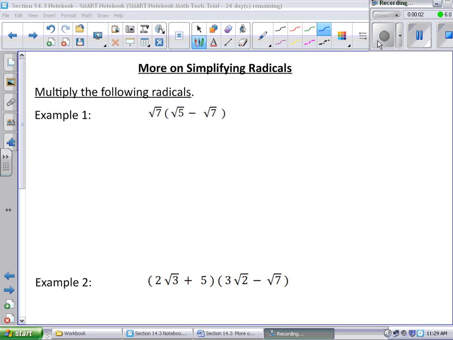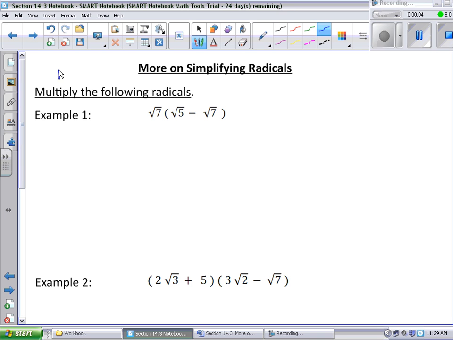We're continuing on Module 14 with Section 14.3. We're going to be talking about more on multiplying and simplifying radicals. First of all, let's multiply.